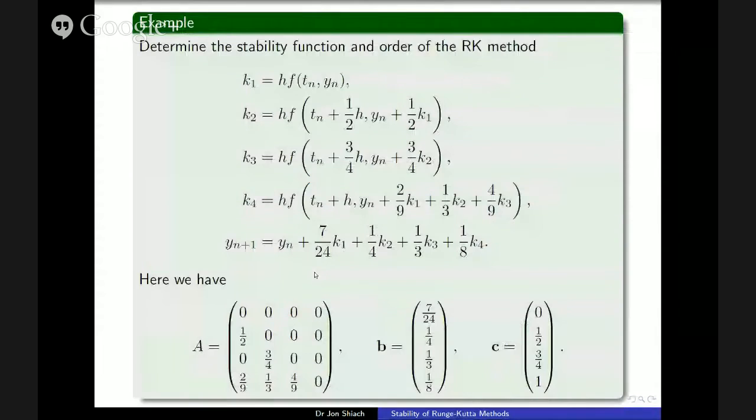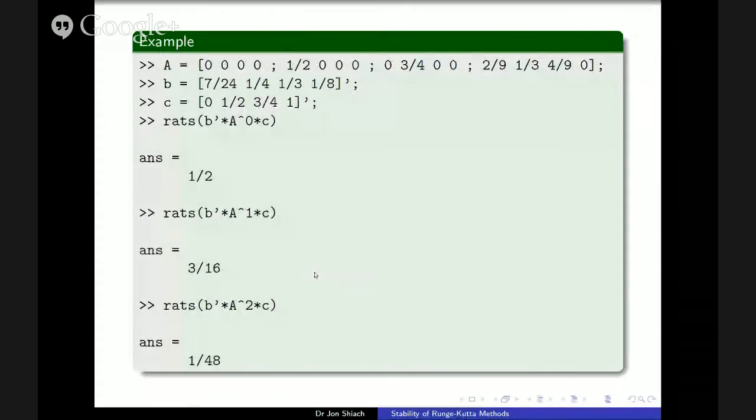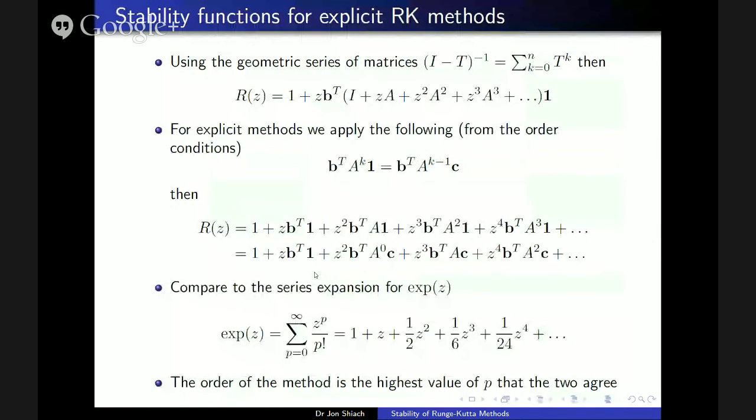Okay. So that's what I did here. This is the coefficient of z squared. That's the coefficient of z cubed. That's the coefficient of z to the 4. What I wanted was this. I wanted a half, a sixth, a 24th. What I got was a half, something else, and something else.